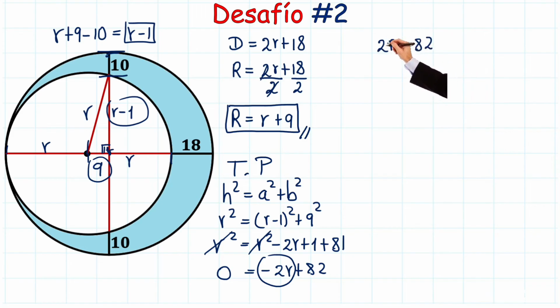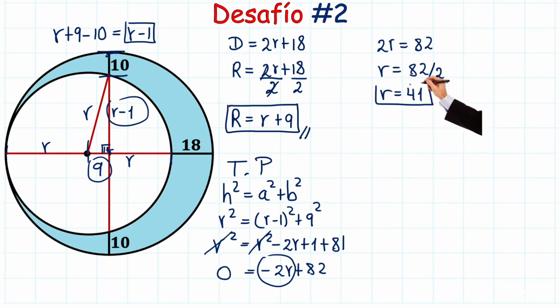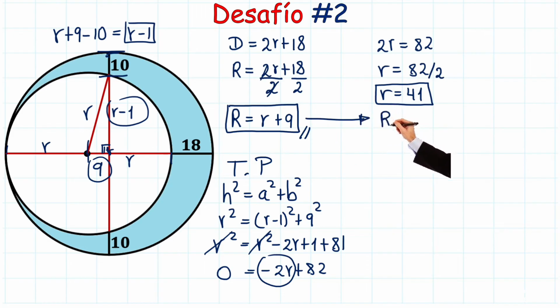To finally solve for r, we have lowercase r equals 82 divided by 2, this 2 divides, right? And we get r equals 41. Awesome. We now have the lowercase r value, and with this we can also find the value of uppercase R. Because capital R is lowercase r plus 9, meaning 41 plus 9. And we have that capital R is 50.